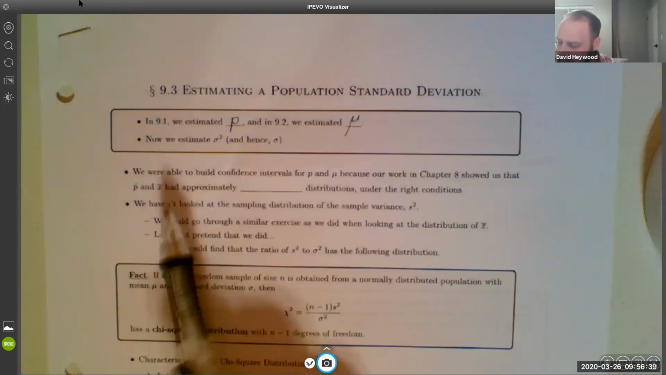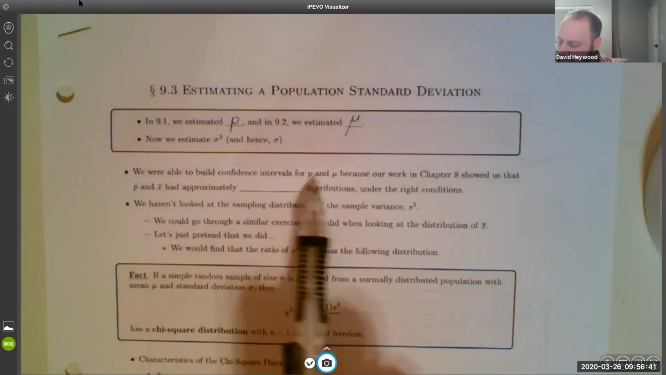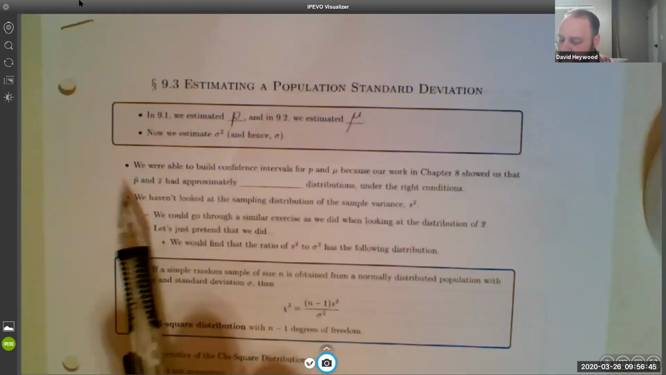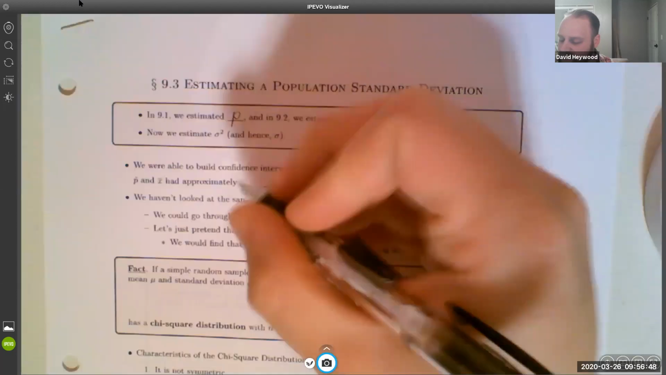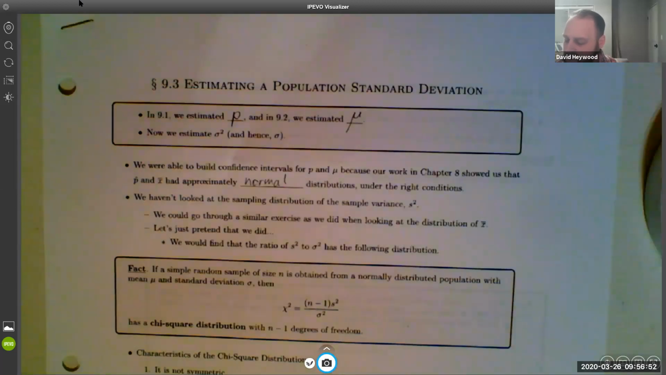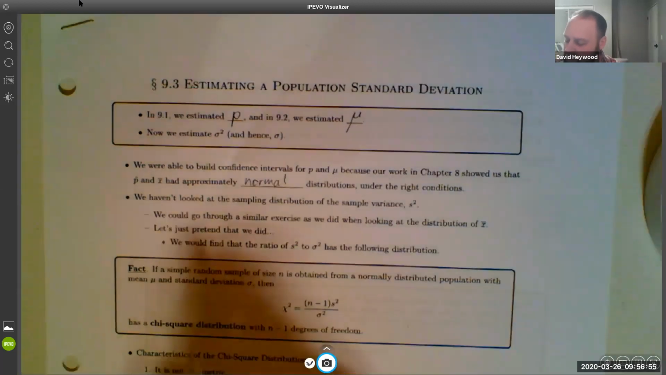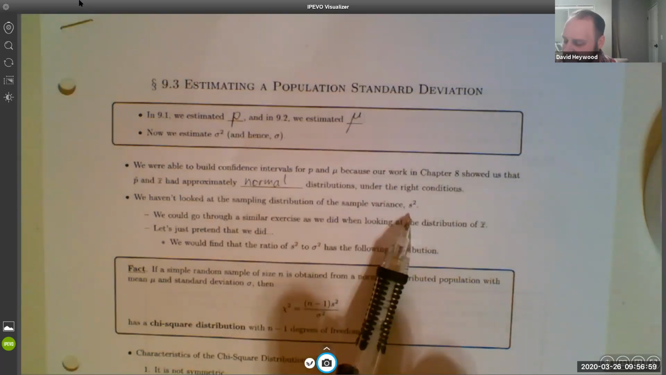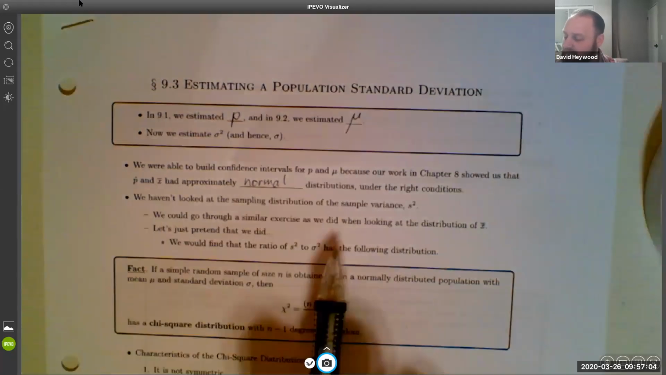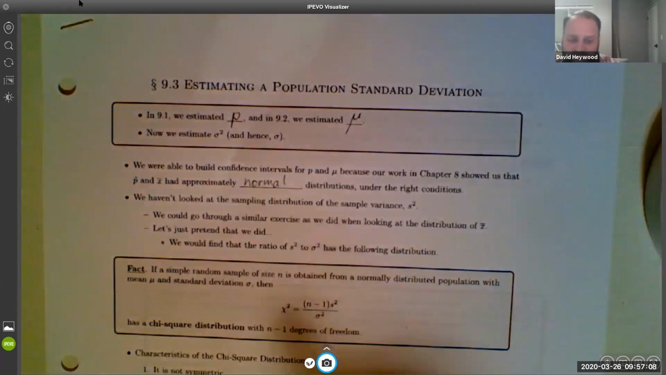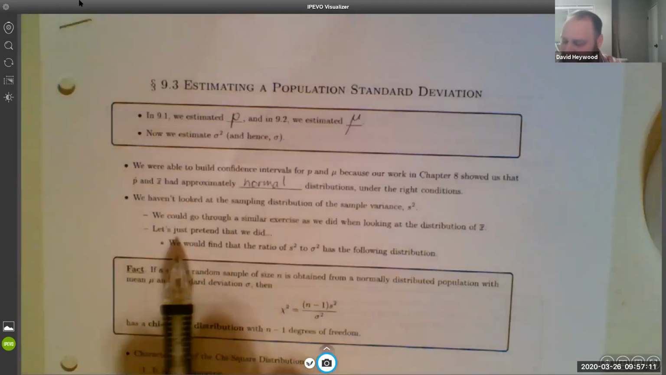We were able to build confidence intervals for the proportion and the mean because our work in chapter 8 showed us that the sample proportion and the sample mean had approximately normal distributions under the right conditions. We haven't looked at the sampling distribution of the sample variance s squared, right? So we don't know what that distribution looks like, but we could go through a similar process as we did back in chapter 8 for x bar or for p hat. We're not going to. We're just going to pretend that we did, okay?